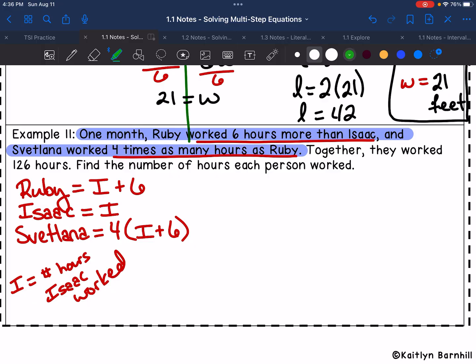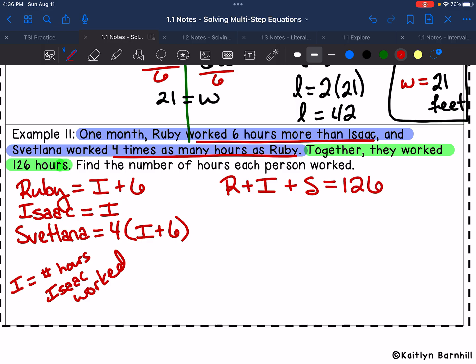Now let's look at the next sentence. The next sentence says, together, they worked 126 hours. So that's their total. If they all work this together, that means if I add Ruby plus Isaac plus Svetlana, it will equal 126. And then the last sentence says, find the number of hours each person worked. So we will know we're done when we know how many hours Ruby worked, how many hours Isaac worked, and how many hours Svetlana worked.